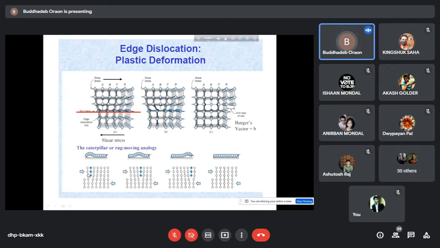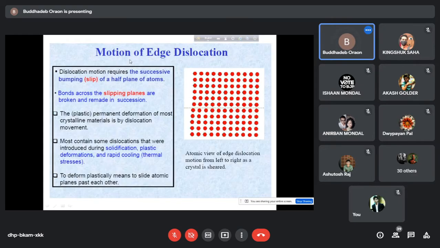This has been shown in green or blue color. Finally, if you see these 4 diagrams, on the right hand side you will find that there is a complete slip along this particular slip line. That is the idea of how, from the atomic structure point of view, plastic deformation takes place, and the concept of edge dislocation. So, motion of edge dislocation.